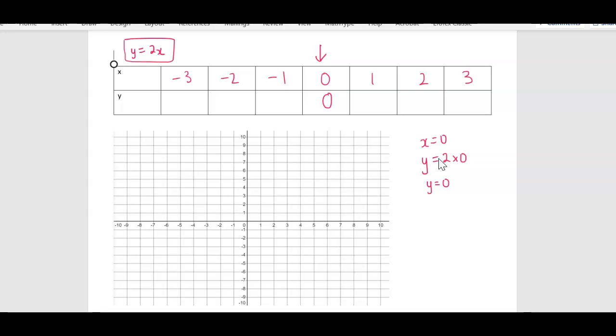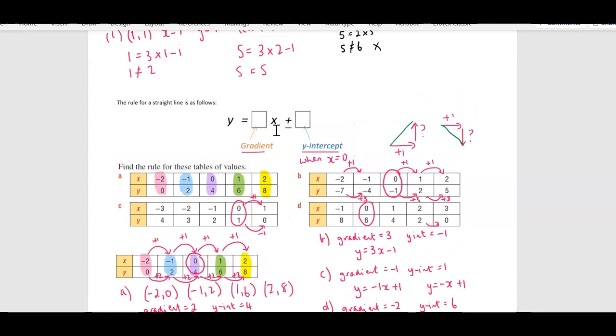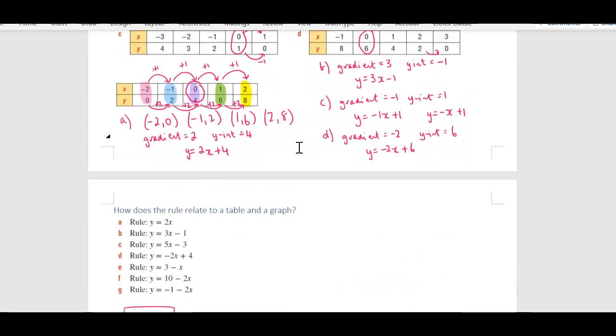Then your gradient is going to tell you how much you're going up or down by. So the gradient of this one, remember it's always the number in front of the x. So if we scroll up to what we did previously, always the number in front of your x.